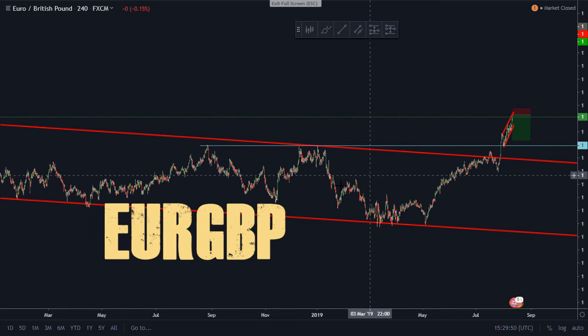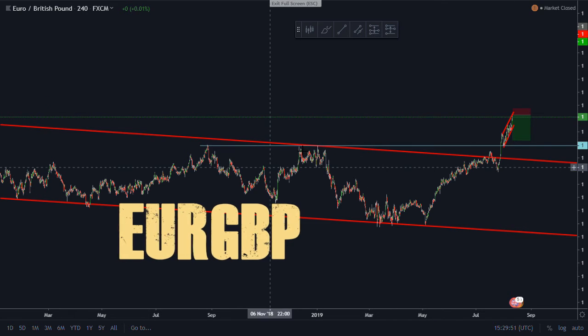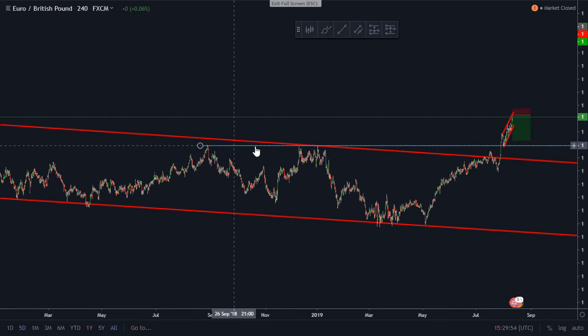Last pair is EURGBP. We had a descending channel and we also had this double top. I was looking forward to price breaking this neckline and pushing down to the downside, but it didn't. It went up and it was a fast rally. When we reached this area, we thought after this break, price would come back down and continue to the downside as fast as it came, but it didn't.